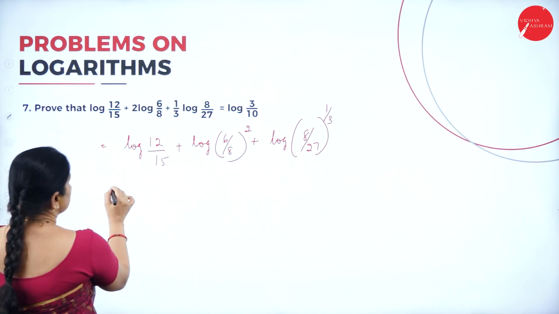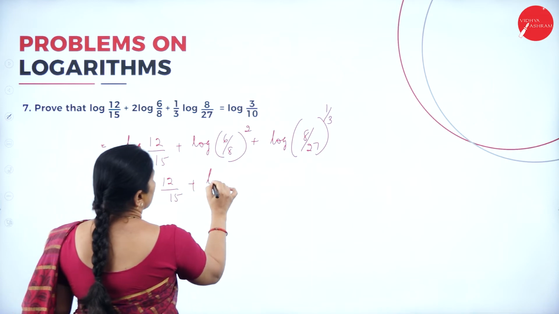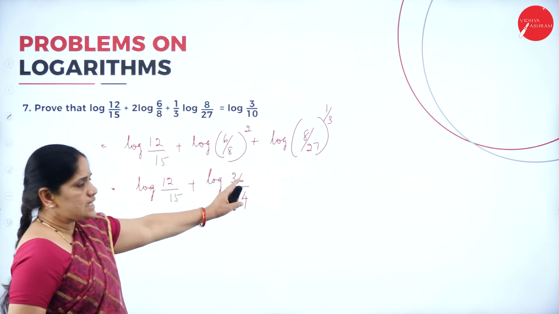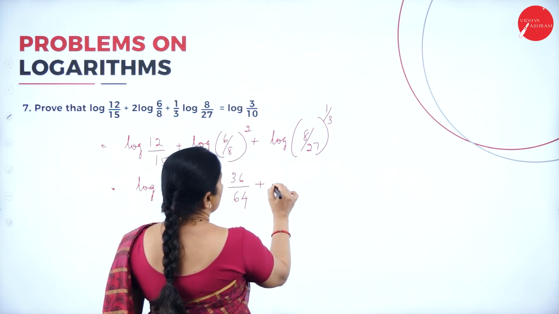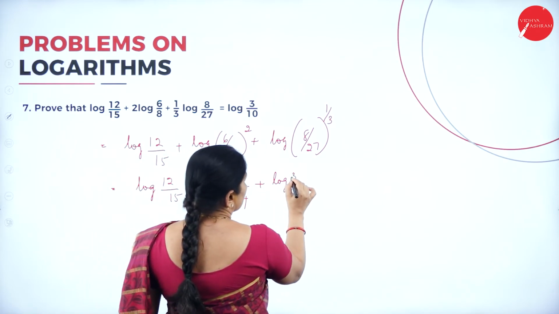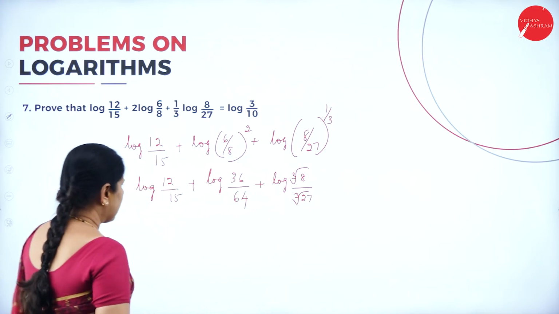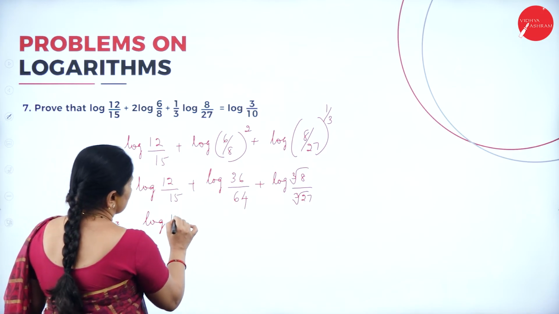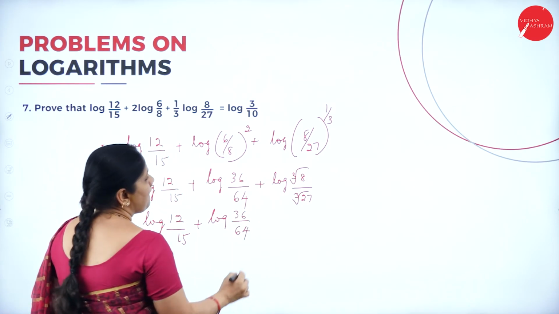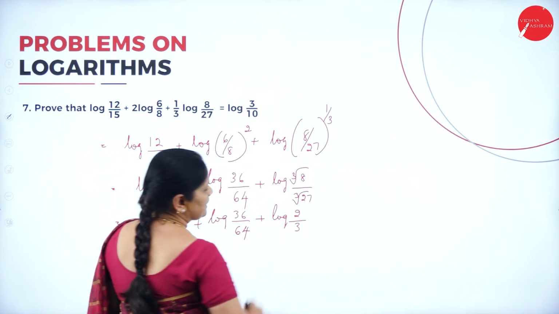Now, I will simplify this. I will get log of 12 by 15 plus log of 6 squared is 36, 8 squared is 64, plus log of 8 to the power of 1 by 3. So, this I will rewrite as cube root of 8 by cube root of 27. In the next step, I will write it further. So, log of 12 by 15 remains the same, plus log of 36 by 64, plus cube root of 8 is log of 2 by cube root of 27 is 3.